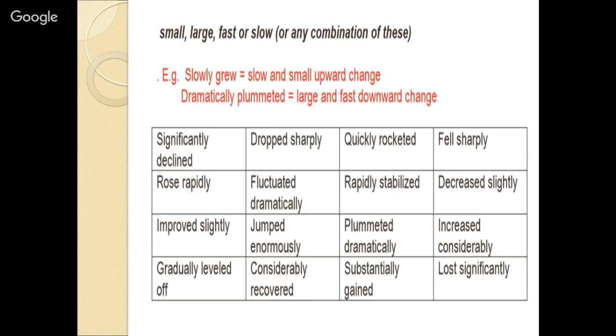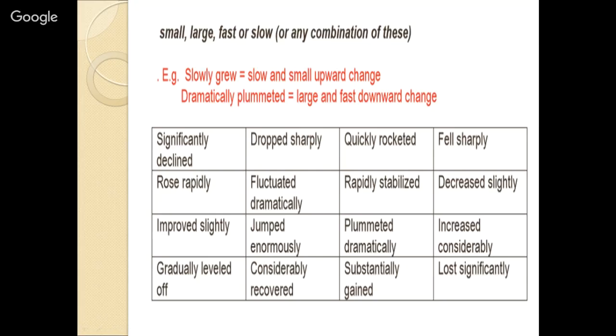describing the trend, right? So when we talk about describing the trend, we can say significantly declined or increased. We can say slightly improved. We can say rapidly, the figures plummeted, increased significantly, decreased significantly, fell sharply. These are some of the words.